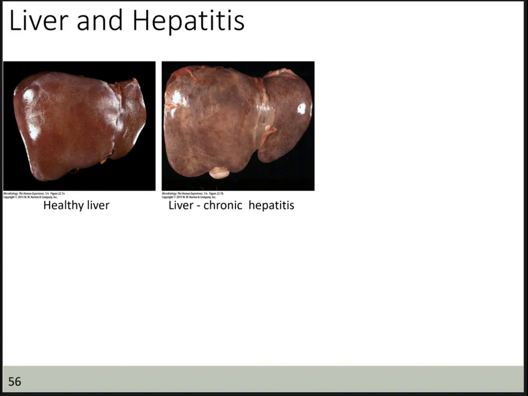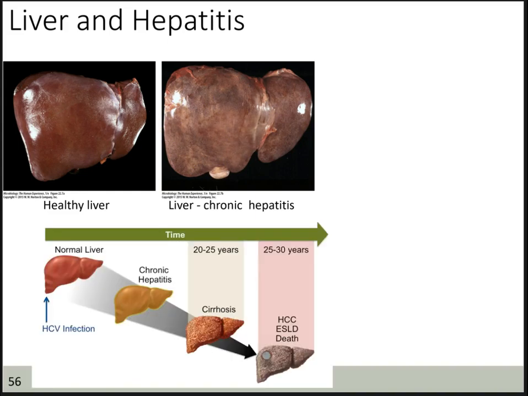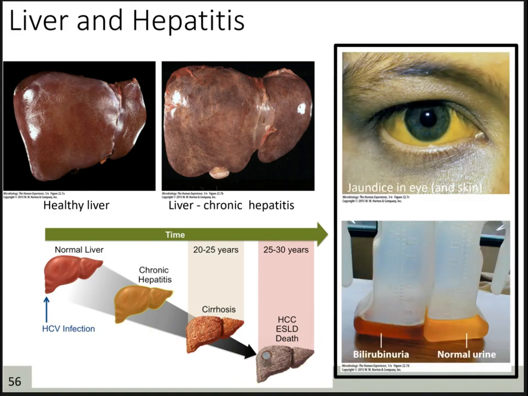This is a liver that has chronic hepatitis. This chronic hepatitis typically occurs months after the initial infection. So here we have a normal liver, you can get chronic hepatitis, and over decades, this can develop into cirrhosis, and eventually, if the patient has this increased inflammation of the liver, this can lead to death over several decades.